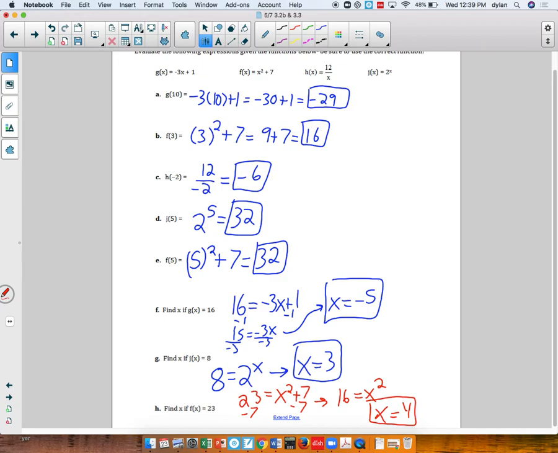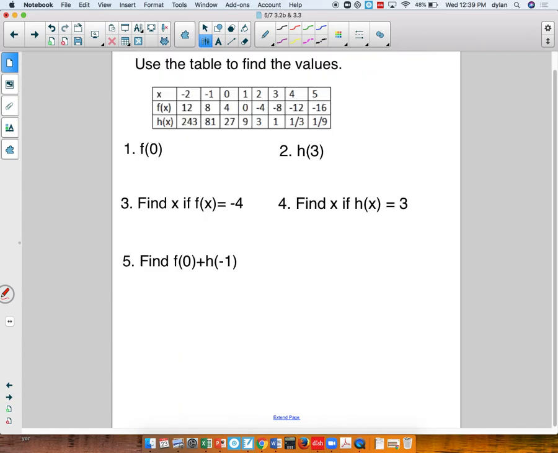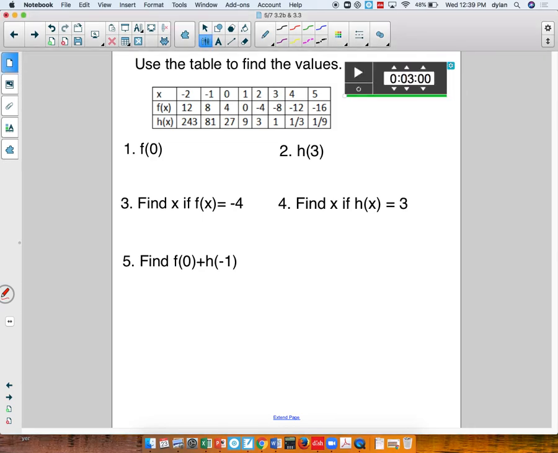Now the last thing we're going to do in this video, you don't need to write down if you don't want to. It's not on your note sheet, but it would be good to pay attention and try this on your own as well. So we can also use a table of values to find different values with function notation. For example, if I was looking at this table and I said, find f of 0, I would look at the f function. I would find when x equals 0, and I would know that f of 0 equals 4.